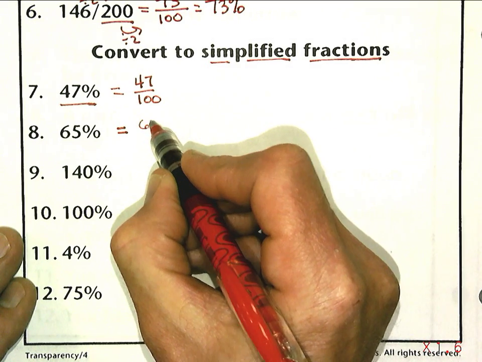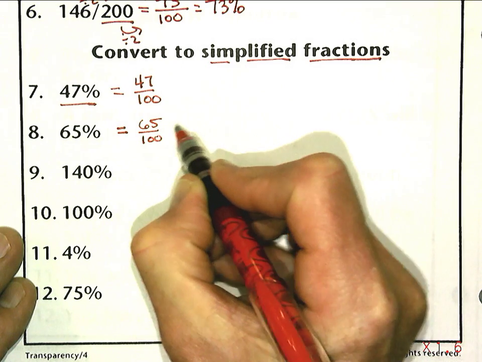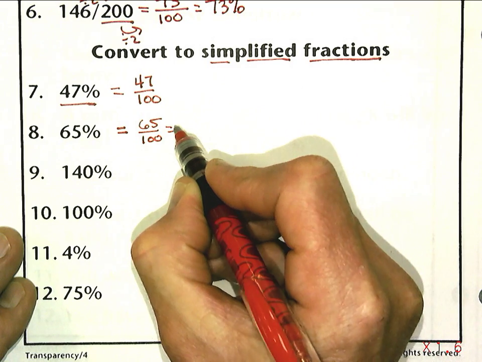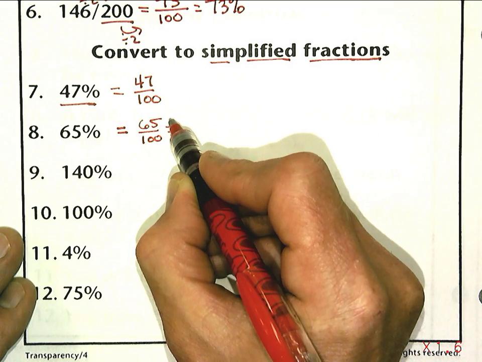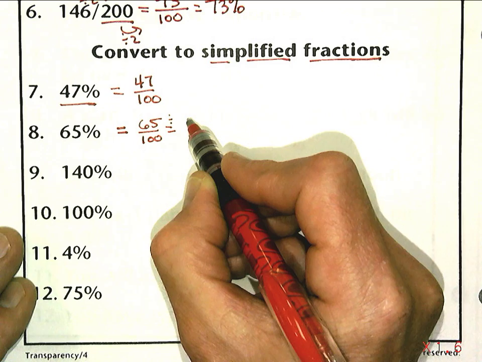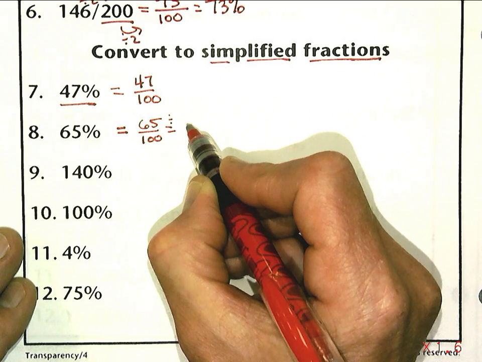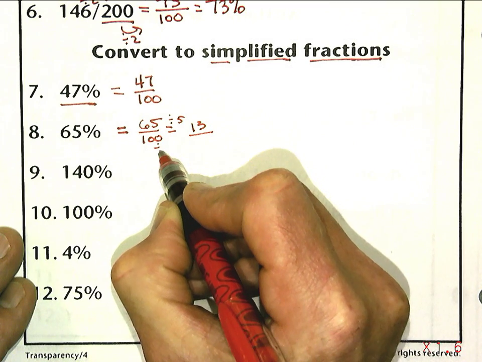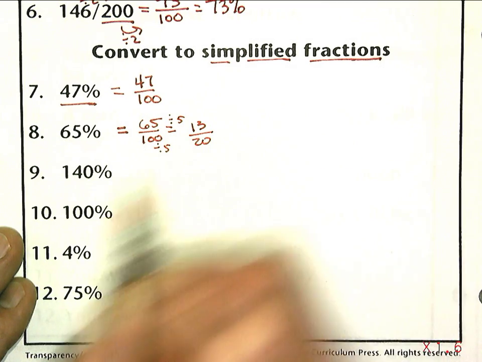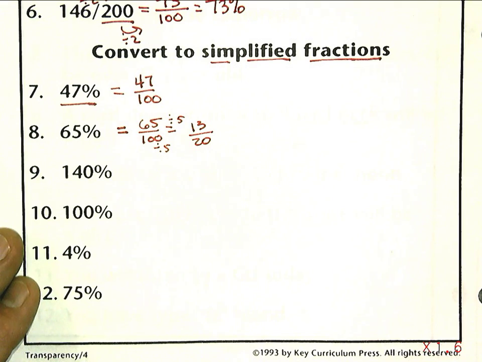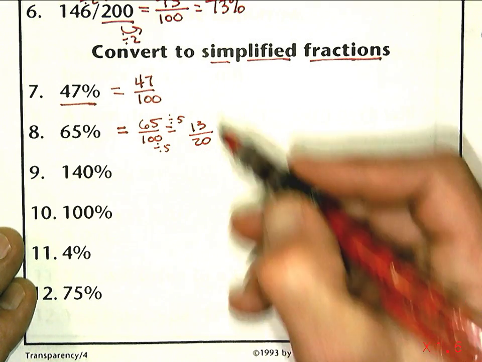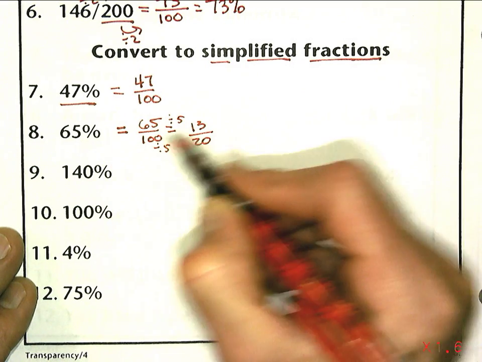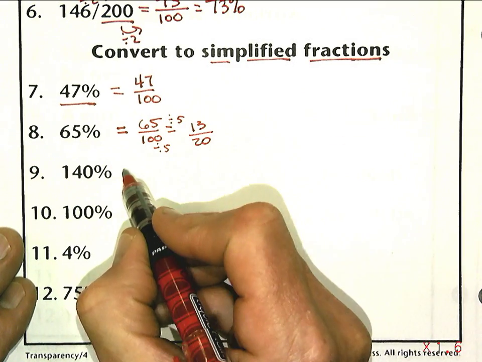65% is 65 out of 100. But I know that both 65 and 100 can be divided by 5. So if I do that, 65 divided by 5 is 13, and 100 divided by 5 is 20. And so 13/20ths, 13 is a prime number, so I know I'm done with that one. 13/20ths is the simplified fraction for 65%.